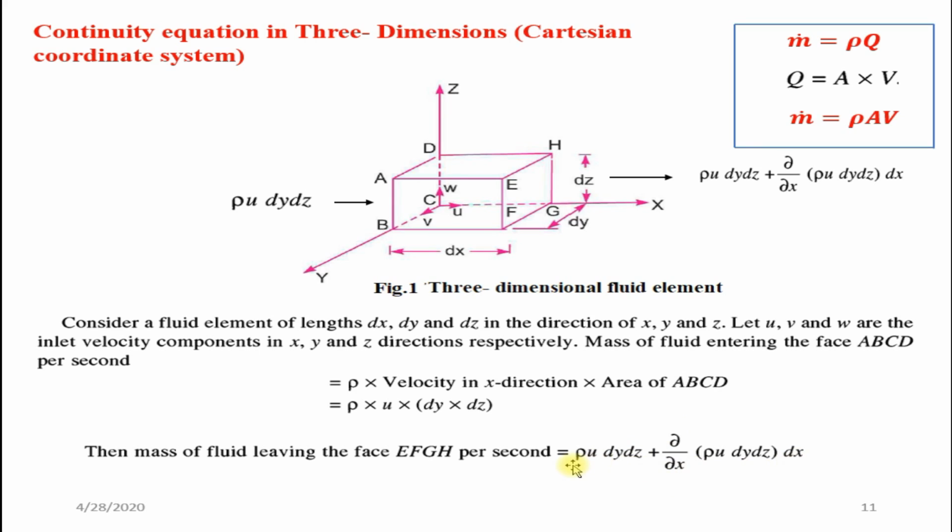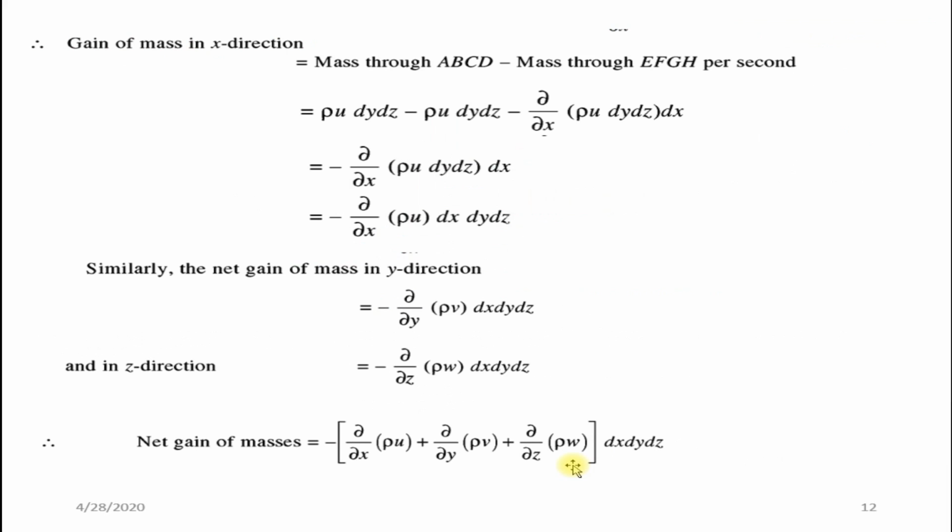Now the total gain of mass in x direction. We have to find the mass flow rate in x direction. The total mass flow rate in x direction is the mass flow rate through ABCD minus the mass flow rate through EFGH.